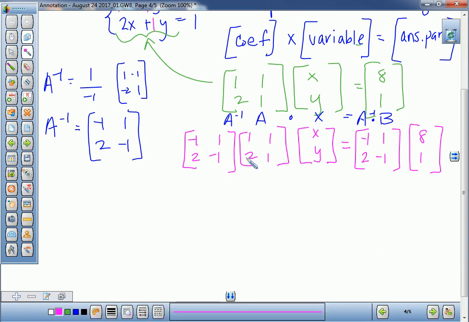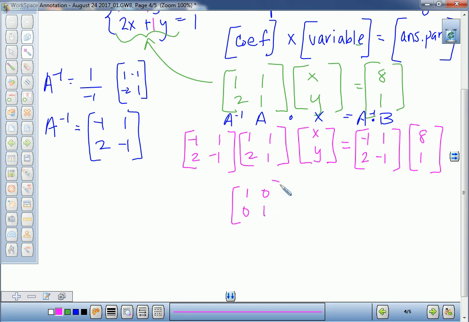So I'll do this. 1 plus 2 is 1. Negative 1 and 1 is 0. 2 minus 2 is 0. 2 minus 1 is 1. Okay? So we did it right? Yes. And then do the other side. Okay.